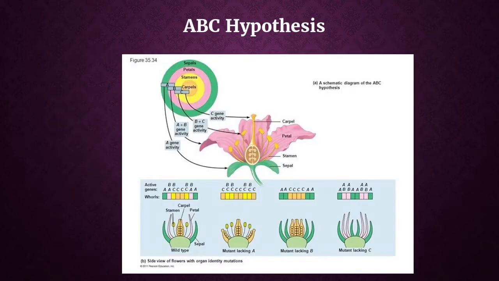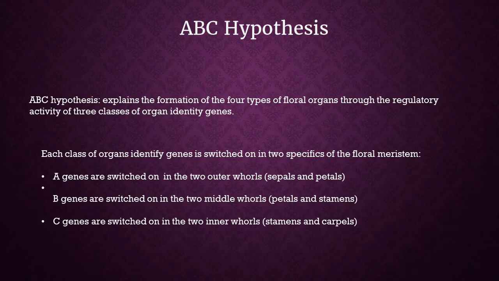So next we have the ABC hypothesis, which explains the formation of the 4 types of floral organs through the regulatory activity of 3 classes of organ identity genes. A genes, which are sepals and petals, B genes, which are petals and stamens, and C genes, which are stamens and carpels. If genes are incorrectly activated, then sometimes it can lead to alternate placement of organs, sometimes it leads to an incomplete flower, and sometimes it can lead to extra petals where stamens are supposed to be.